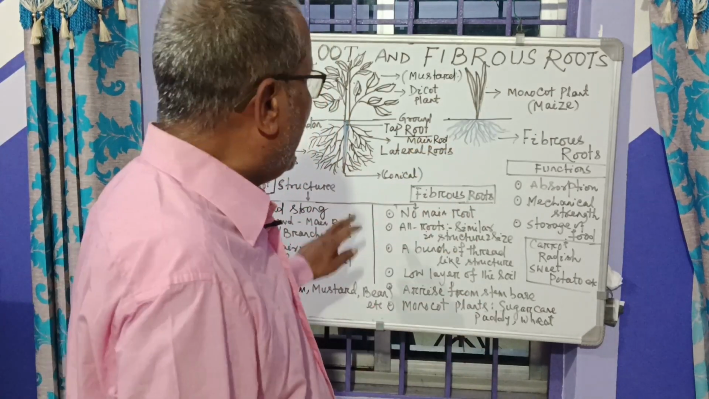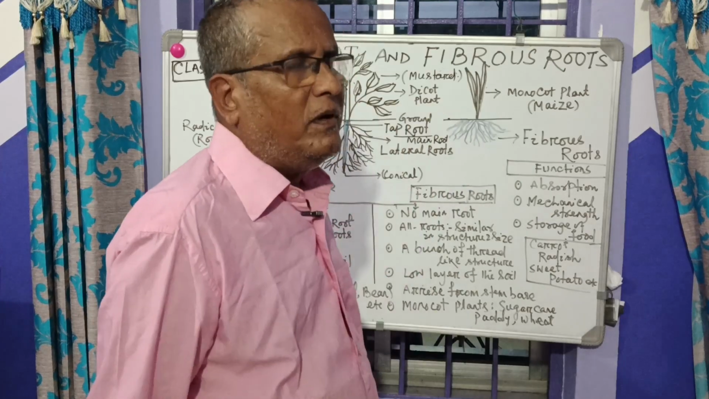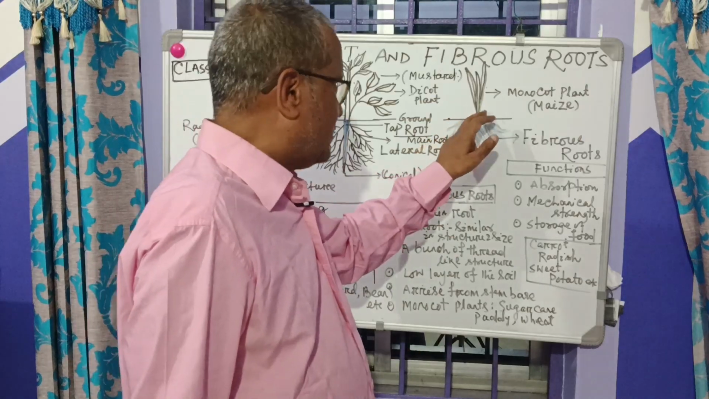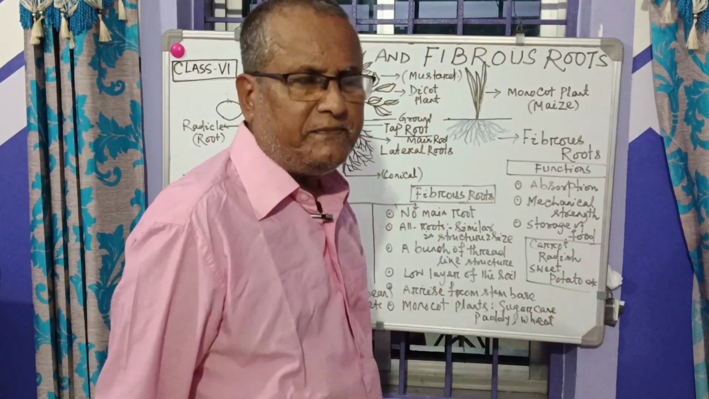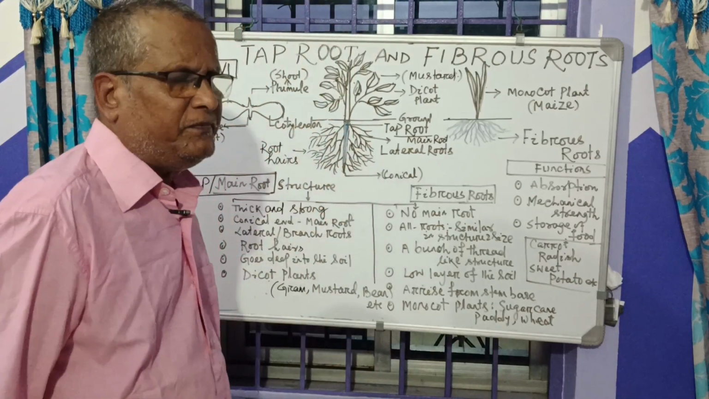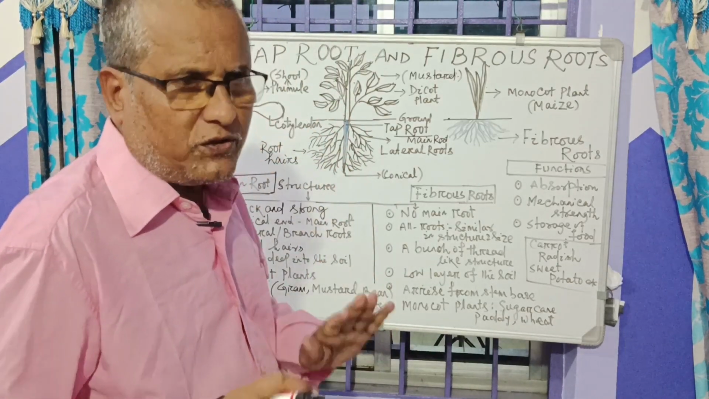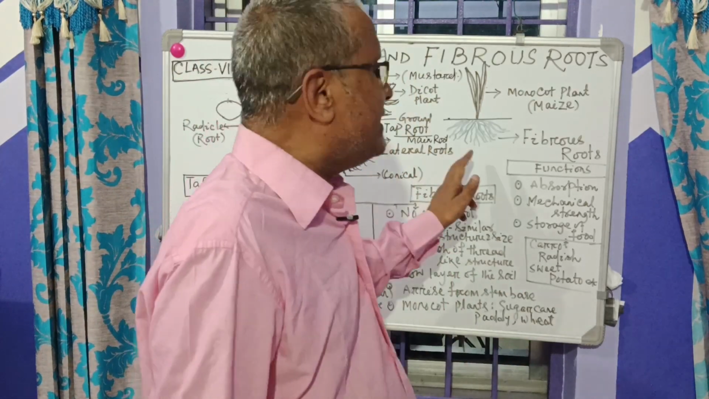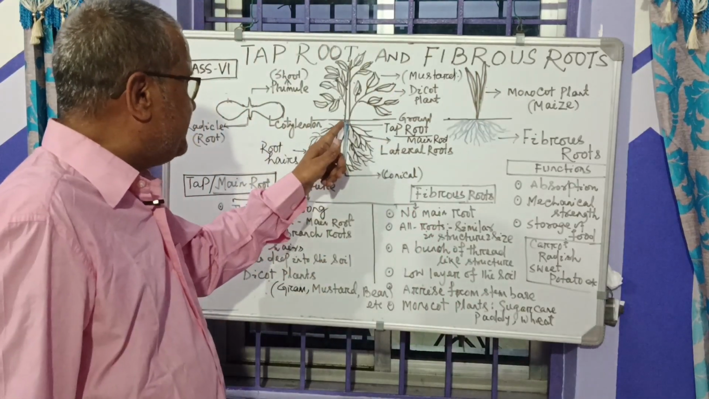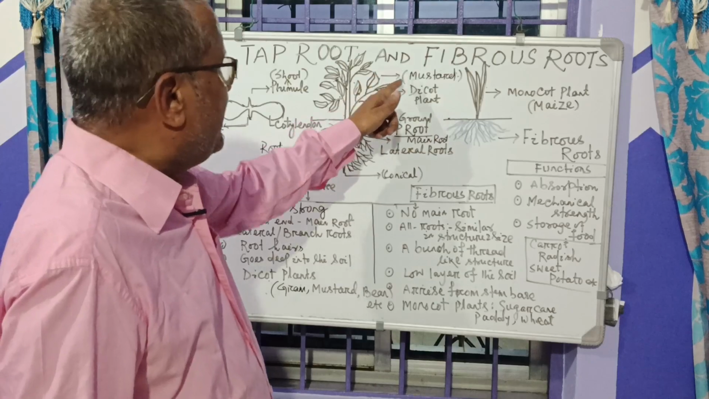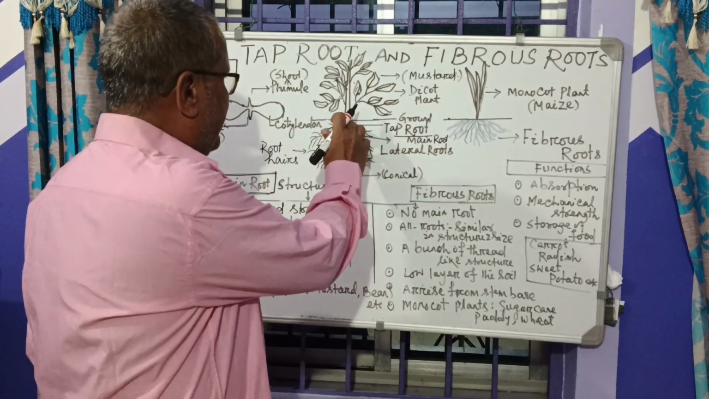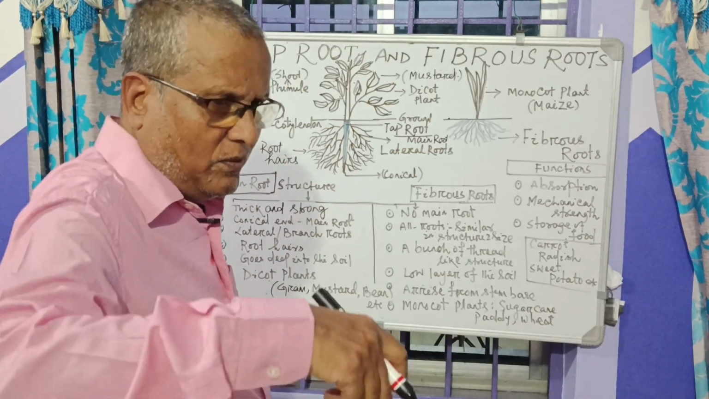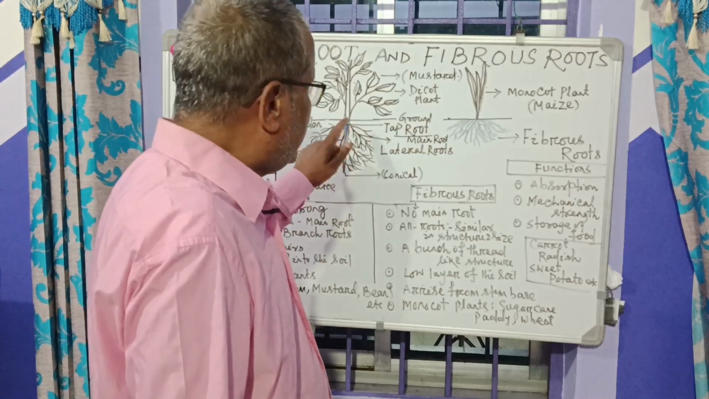Now look at this, we have taken two plants. One is a dicot plant, mustard, and the other is a monocot plant, maize. Look at the roots. Let us compare the structure and see what differences we find in both cases. You see, in the dicot plant, we find a main root. From the soil, it goes downward. This is called the taproot.